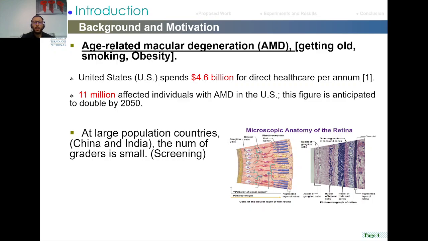So the idea of having images for this number of patients requires a lot of manpower. Imagine when this exists in China or India, which have huge populations, the number of graders is small for verifying each image, and this is a time-consuming process to identify where the disease is. We will see in some images that the disease could be located in a small area, and the disagreement is huge.